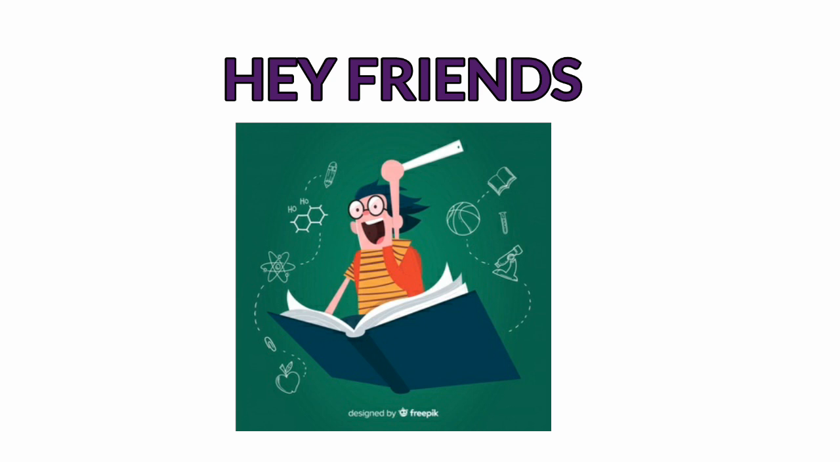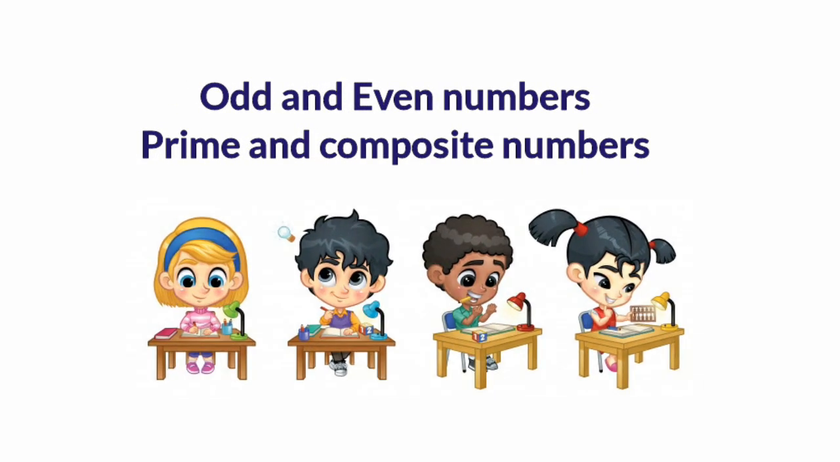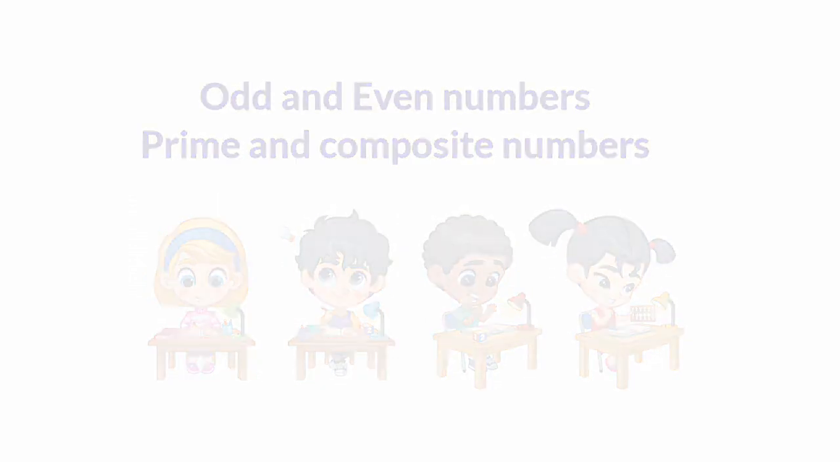So, any guesses? It's odd and even numbers and prime and composite numbers. And we are going to do some questions and answers and some quizzes maybe.